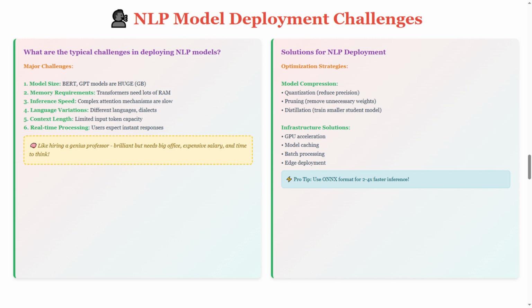Our analogy section explains, like hiring a genius professor, brilliant but needs big office, expensive salary, and time to think. Second question covers solutions for NLP deployment.